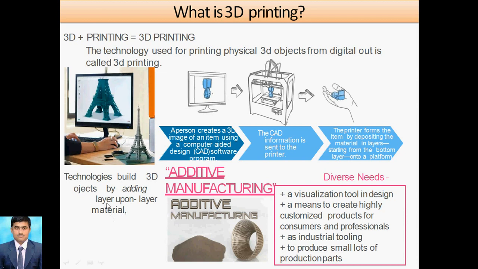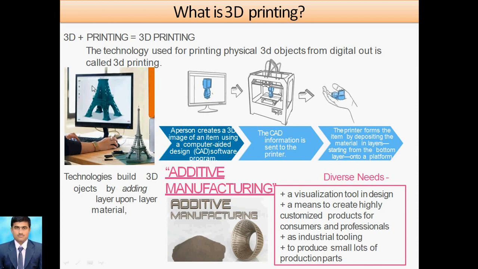This is a layer by layer manufacturing technology, and it can diversify the effects of visualization of tools in design. It can create a highly customized product for consumers and professionals. It is also used for industrial tooling. Also, it is used to produce a small lot of production parts. So this is regarding 3D printing. Also, it is useful for launching a new product.